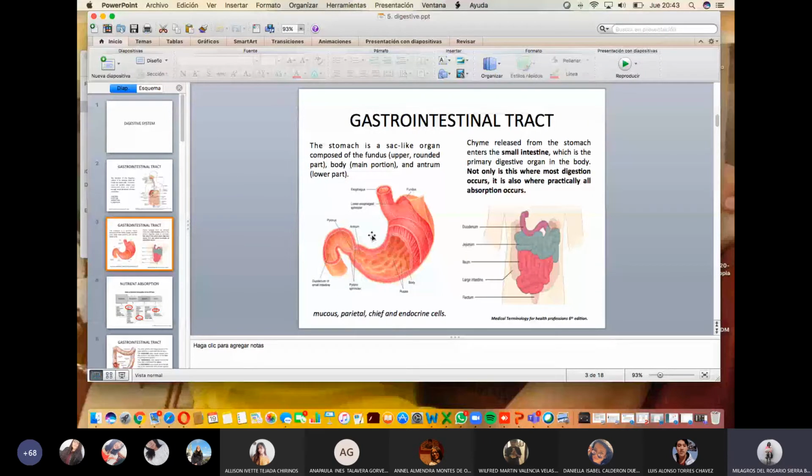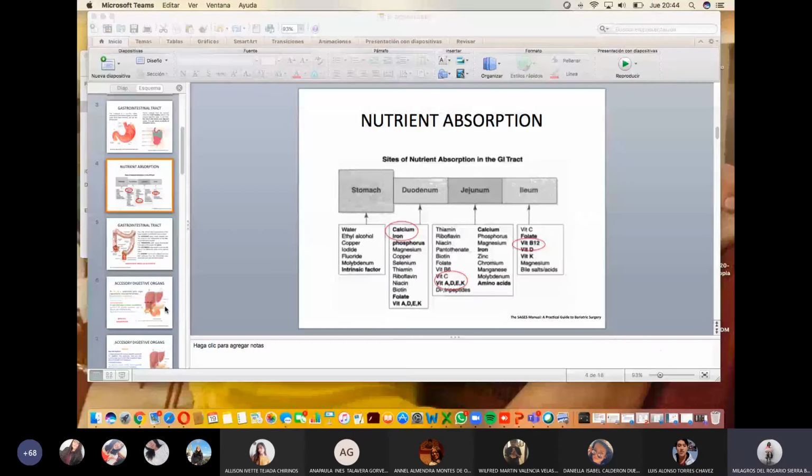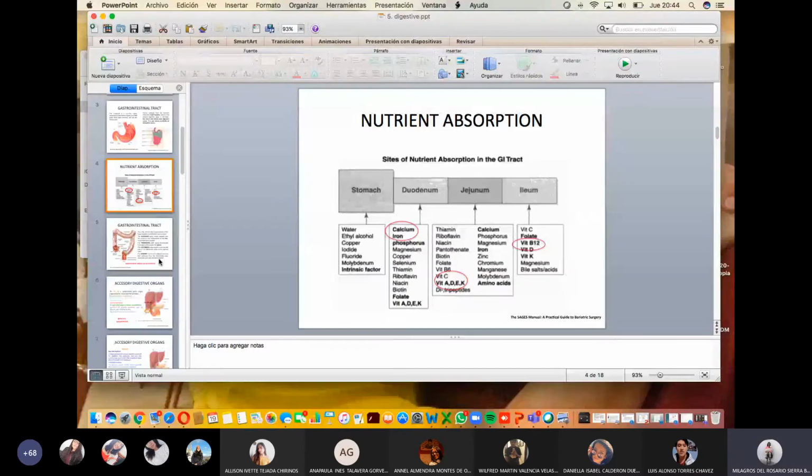Then, do you guys know, after the exam, what type of anemia is related to the vitamin B12 deficiency? Let's see. Angie, Sophia. Microcytic anemia or macrocytic anemia? Macrocytic anemia. Muy bien, macrocytic anemia. Okay, so let's see what else.